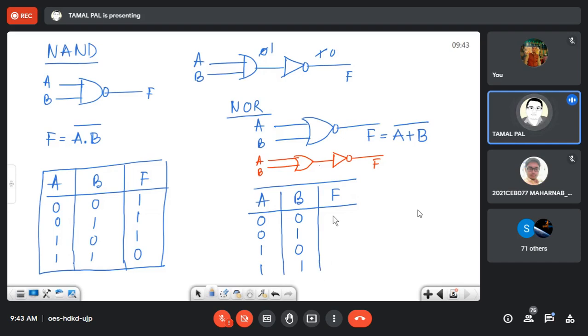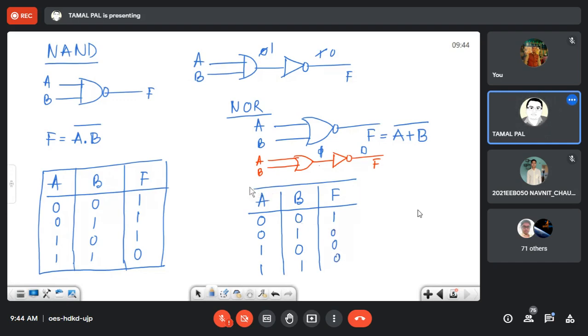The truth table is for 0 and 0. What is the output here? 0. 0. What is the output here? 1. 1. So ultimately it is 1. For the rest of the cases, for 0 and 1, the output is? 0. For 0 and 1, for the OR gate? 1. For the OR gate it's going to be 1. 1. And here it is 0. So for the rest of the cases, if you consult the OR gate, it will be this.